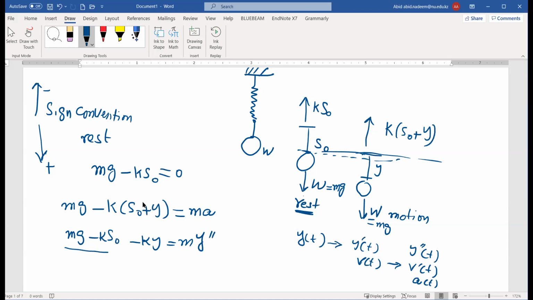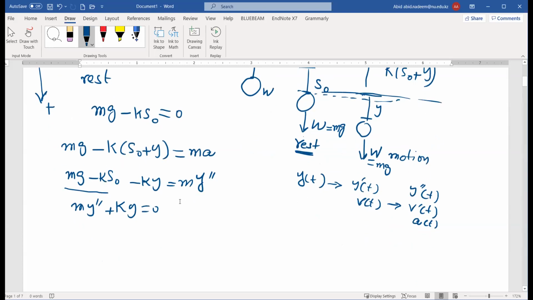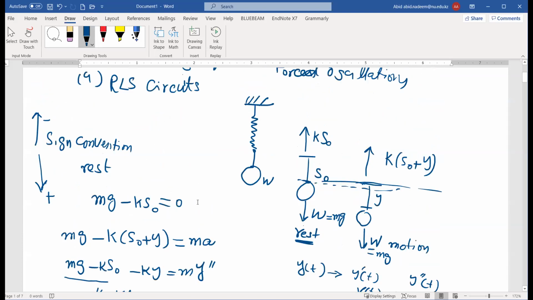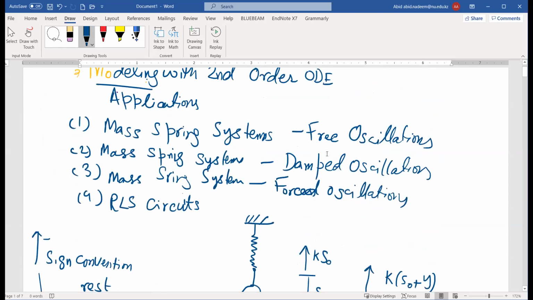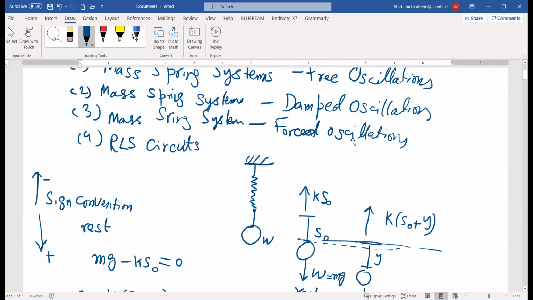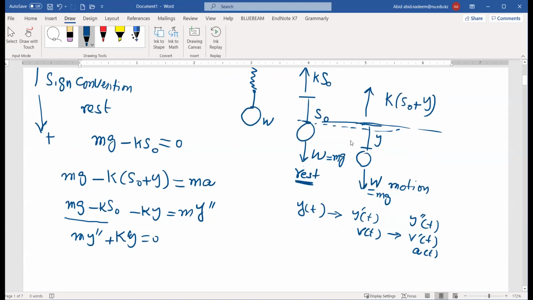Now this term mg minus ks naught is 0 as from this equation. So the only two terms left are my double prime plus ky is equal to 0. This is the differential equation for this case, a mass spring system, free oscillation. So this is how we derive the differential equation for the free oscillation.